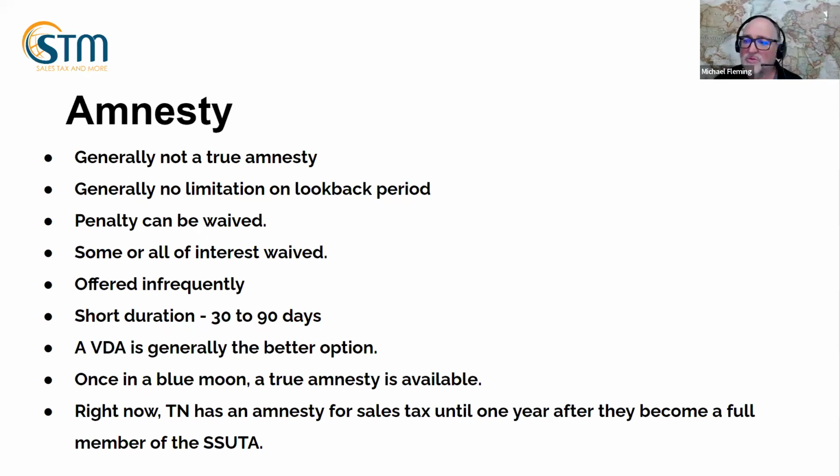Now, once in a blue moon, a true amnesty is available. Right now, Tennessee has an amnesty for sales tax until 1 year after they become a full member of the streamlined sales and use tax agreement. And by the way, you don't have to sign up for that agreement. You don't have to use that registration in order to take advantage of this amnesty. We have people utilizing it all of the time.